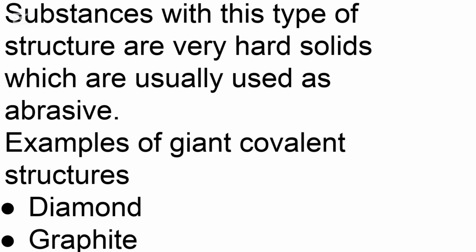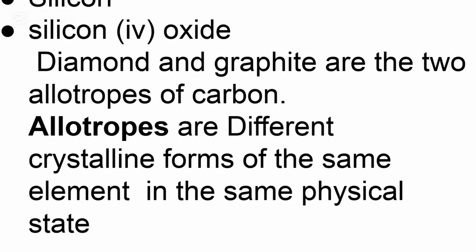Some examples of giant covalent structures are diamond, graphite, silicon(IV) oxide. Yes, those are some examples of giant covalent structures. Now let's look at each one of them in detail and see how they are formed. We start with diamond and graphite.